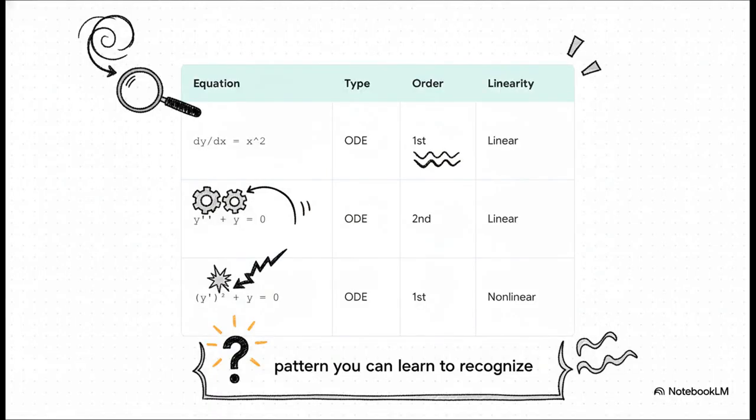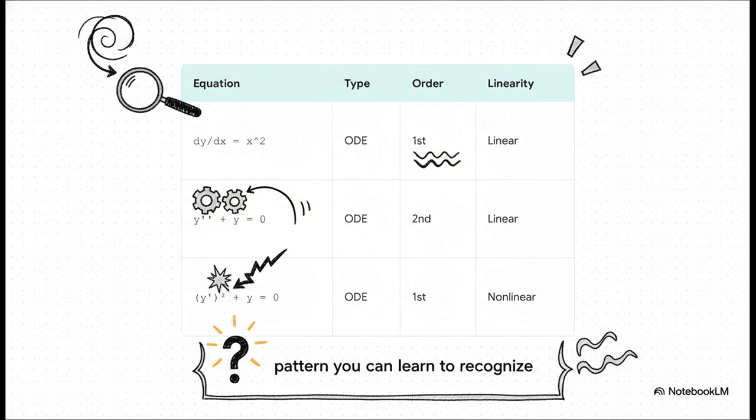Okay, time for a little pop quiz. Look at this first one. It's got dy over dx, so just one variable. That's an ODE. Highest derivative is the first derivative, so first order. And nothing weird going on, so it's linear. Boom. How about the second one? See that y double prime? That's a second derivative, so it's a second-order linear ODE.